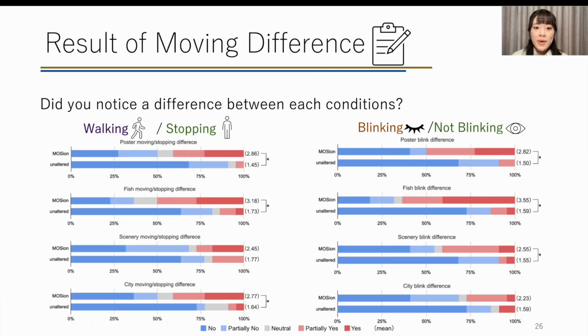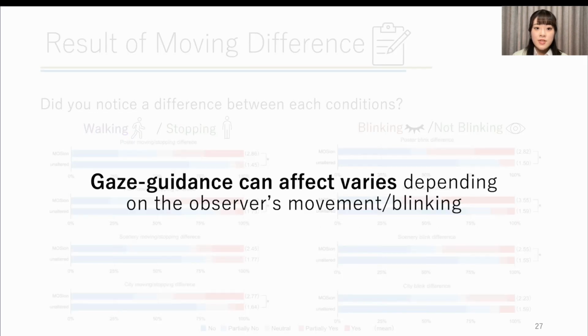We also compared the results of moving differences. As shown in the left figures, changes were observed between walking and stopping except for the scenery image. As shown in the right figures, changes were observed between blinking and not blinking except for the city image. These results show that the gaze guidance effect varies depending on the observer's movement or blinking.